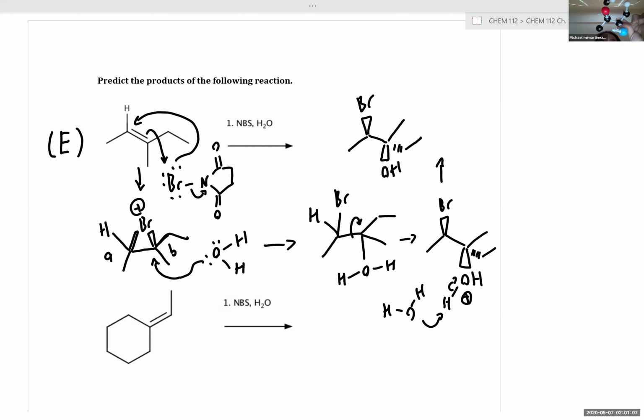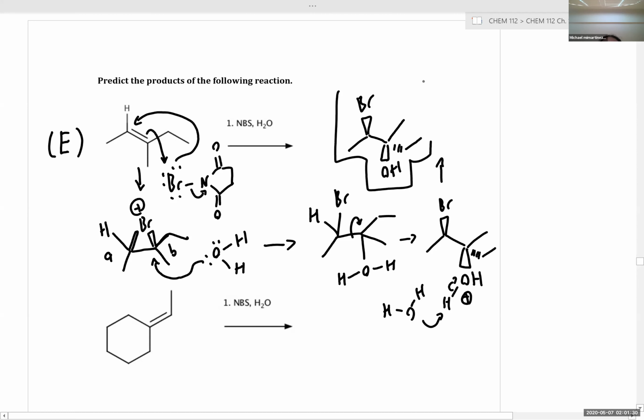Okay. And now all we did was designate whether our species is pointing out of the page or into the page. We noted both our alcohol and our bromine were pointing out of the page, and that in turn gives us the following product. We also observe the enantiomer, which looks something like this, with both the bromine and the alcohol pointing into the plane of the page.